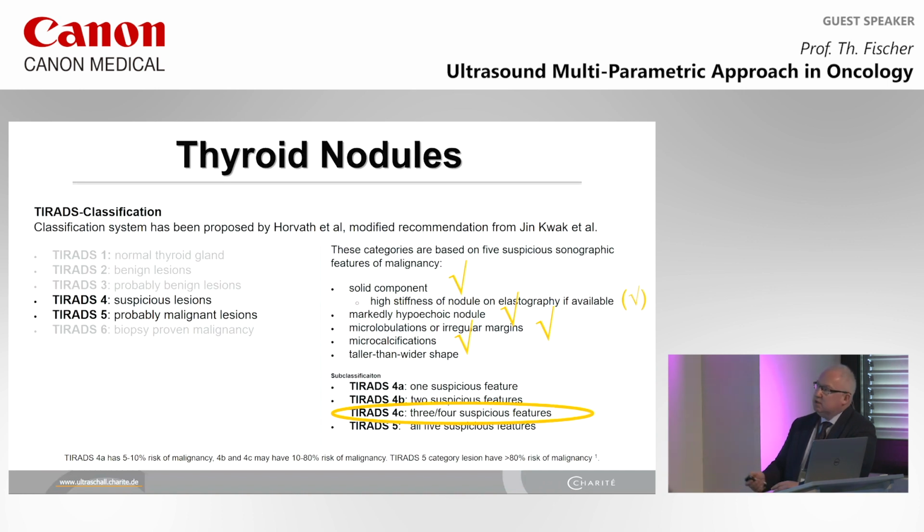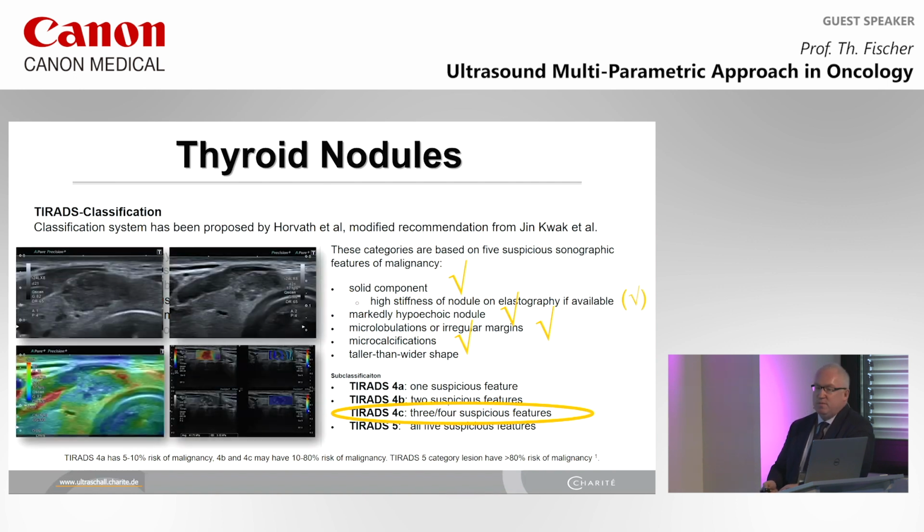Thyroid nodules. You all know there's an ongoing classification, named the Thyroid classification, and sometimes this is not easy in our daily routine to use this classification tool. Especially if you deal with the Thyroid 4 and 5 lesions, we have to use these additional key features: solid component, higher stiffness, hypoechoic nodule, yes or no, irregular margins, microcalcification, and the important taller-than-wide shape.